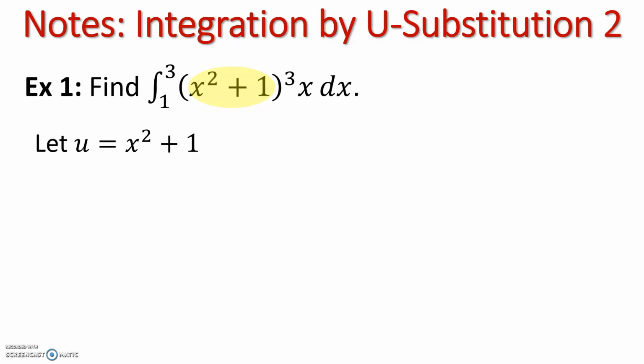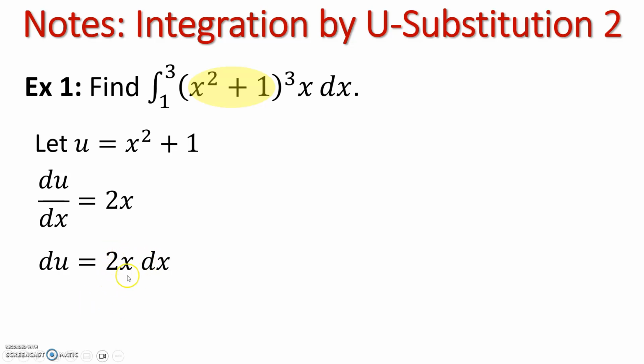Now, following the same steps as last week, we differentiate u with respect to x. The derivative of u with respect to x is, in this case, the derivative of x squared plus 1, which is 2x. Algebraically manipulating this expression, this becomes du is 2x dx. Now, looking at our expression here on example 1, we see that we have an x dx, but this expression here is a 2x dx. So we can move the 2 out of the way by dividing it on both sides, leaving us with 1/2 du is x dx.